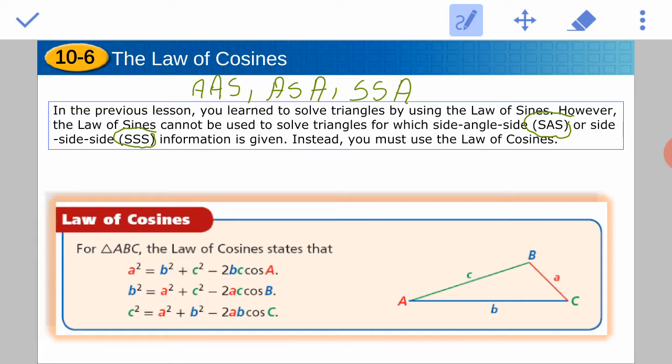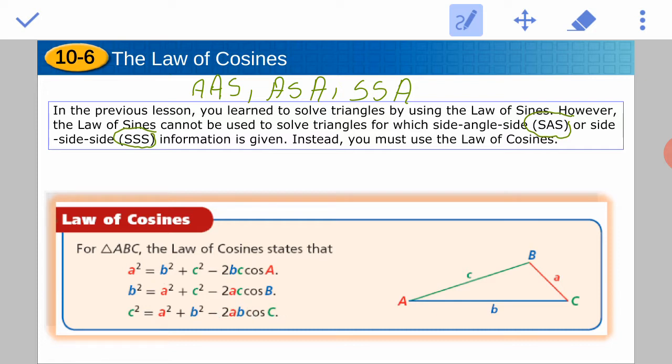The law of cosines in a triangle ABC with capital letters for the angles and the same small letters for the opposite sides states the following. The first form of the law of cosines states A squared equals B squared plus C squared minus the product of 2, B and C times cosine the included angle between side B and side C, which is angle A. The second form, B squared equals A squared plus C squared minus 2AC cosine B. And the third form, C squared equals A squared plus B squared minus 2AB cosine angle C.